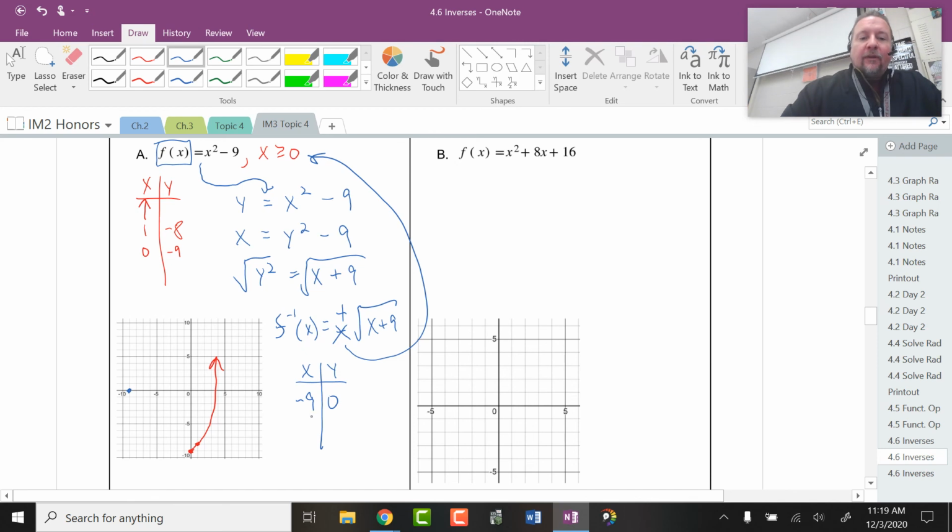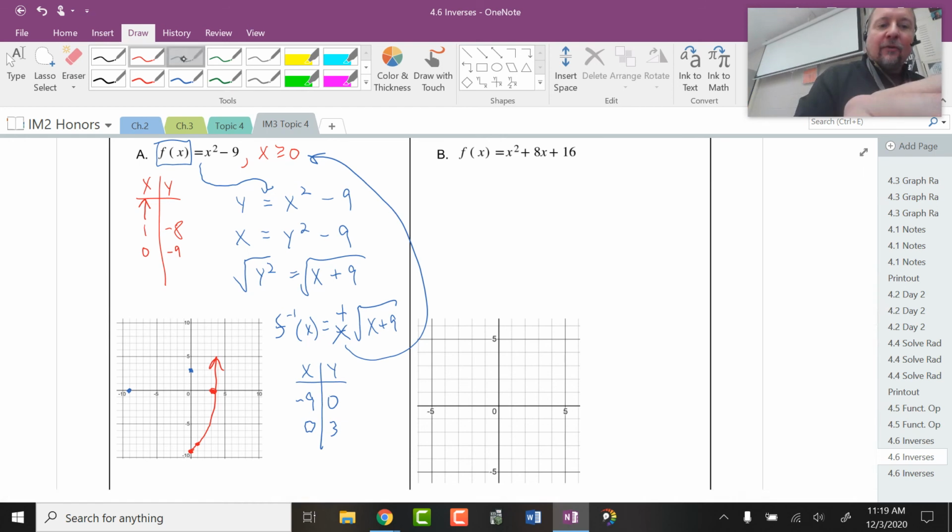What would be the next one to plug in? Actually, accidentally, 0. Because 0 plus 9 is 9. Square root of 9 is 3. 0, 3. All right, I was a little sloppy with my graph here. This should have been 3, 0. We'll make that real big there. There, it hits 3, 0 there.